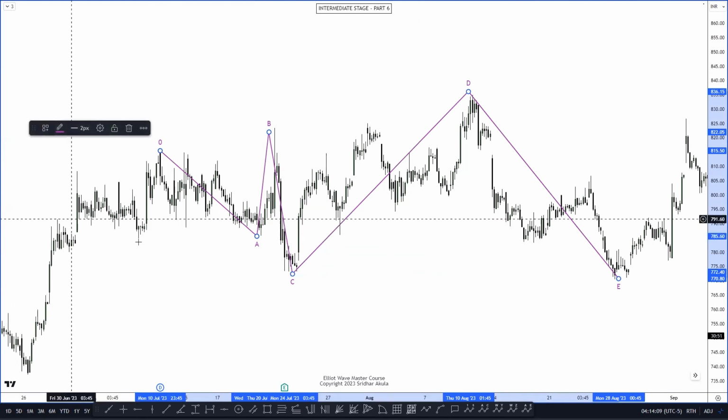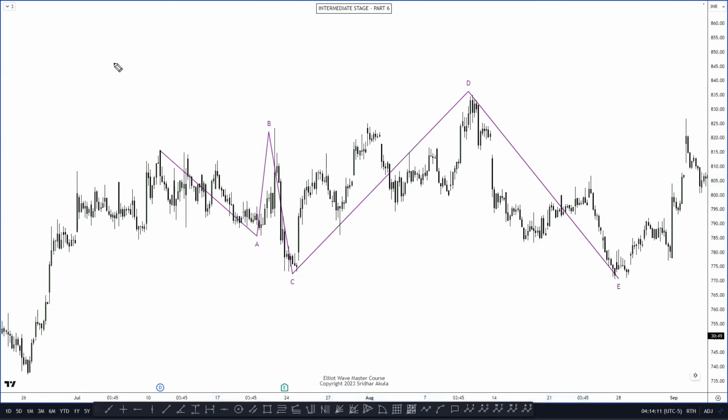In all textbooks, all gurus will teach you expanded triangle means the market will come like this. This is your perfect expanded triangle, right? They'll draw a line like this. They'll draw a line like this. Yes, this is an expanded triangle.